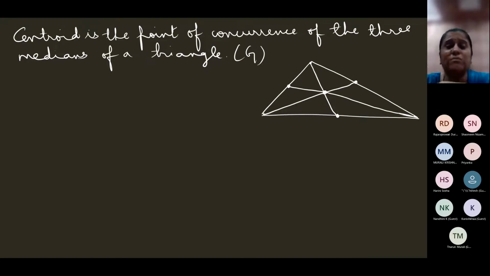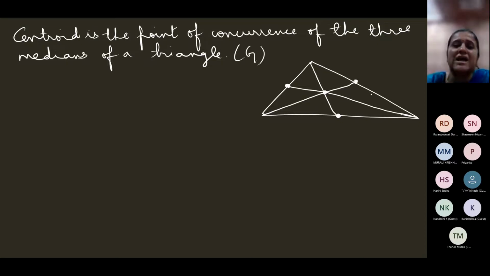The medians need not bisect the angles. The median bisects the opposite side. The median divides the opposite side, so that means this is the midpoint. This is the midpoint of this side, and this is the midpoint of this side, because they're the medians.